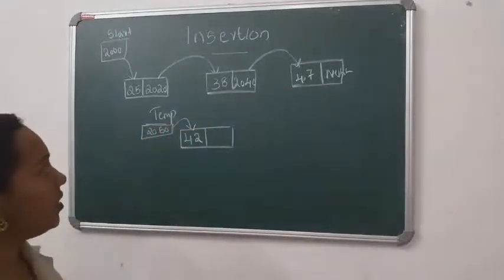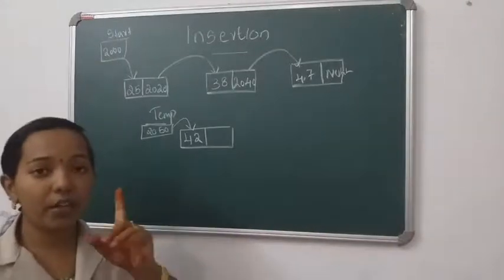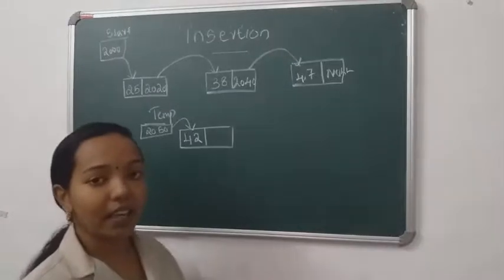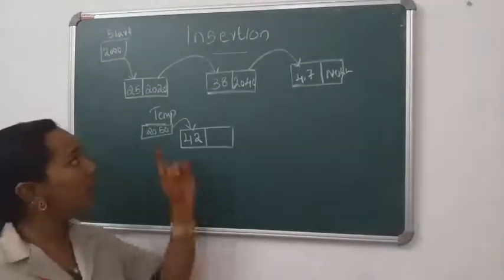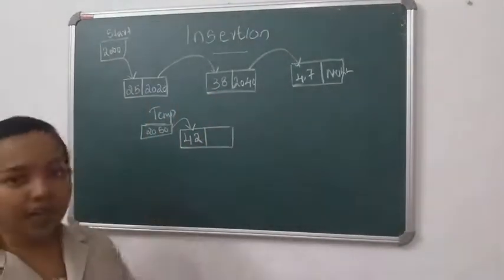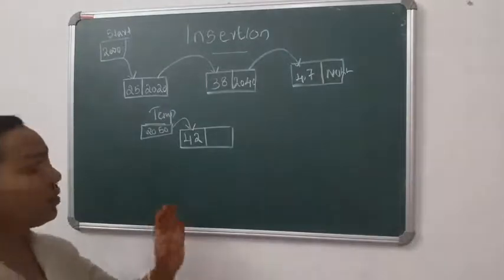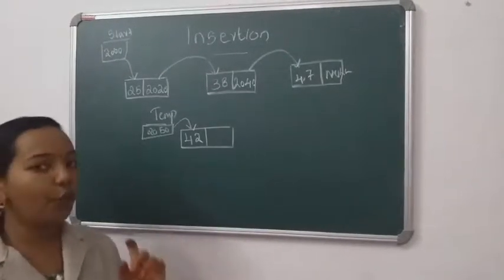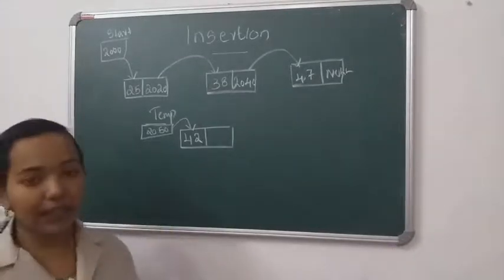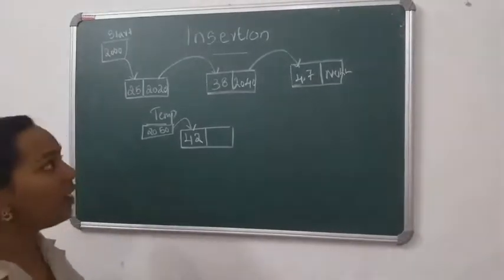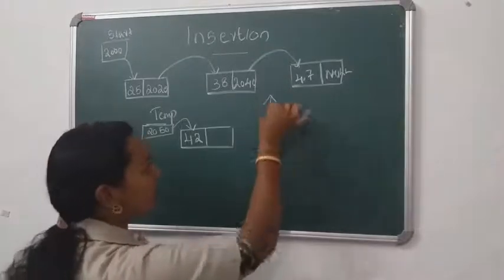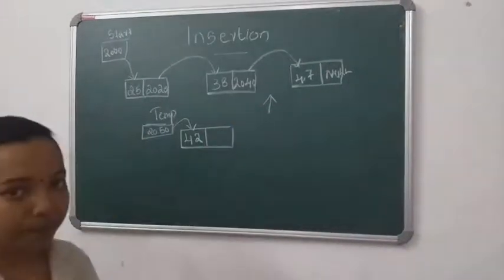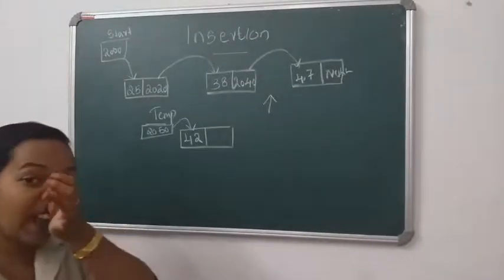In this section we have one linked list. That linked list contains three different nodes, 25, 38 and 47. It also contains a new node. What is that new node's value? 42. Its memory address is available in temp, and I am going to insert this node as the third element between 38 and 47.